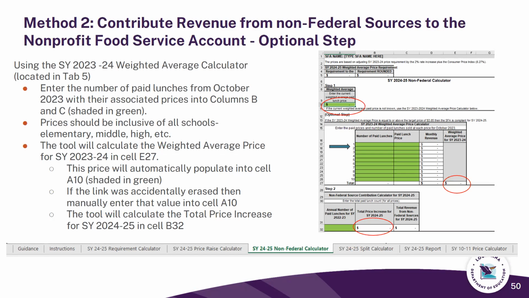The tool will calculate the average weighted price for school year 23-24 in cell E2. This price will automatically populate into cell A10, shaded in green. If the link was accidentally erased, then manually enter the value into cell A10. The tool will calculate the total price increase for school year 24-25 in cell B32.